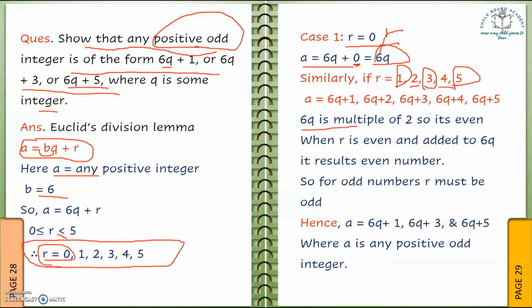So 6q is a multiple of 2, so it's even, as I have already told, and if r is even, then the number becomes even. When r is odd, the number becomes odd. So any positive odd integer is in the form of 6q plus 1, 6q plus 3 and 6q plus 5. This is what we were supposed to prove, and I have proved it here.